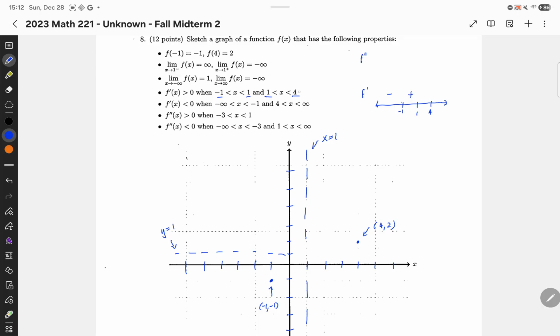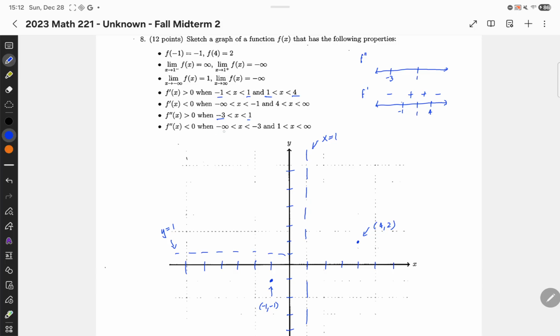From 1 to 4, we are also positive. And then from 4 to infinity, we are negative, just like this. Now for our second derivative, where are our key points? We have a key point at -3 and 1, and that actually looks like about it. So let's put -3 somewhere down here, so it lines up a bit, and then 1 right here.